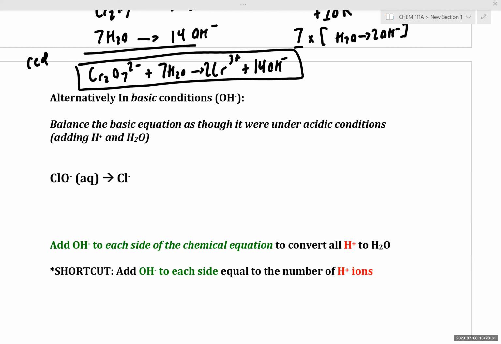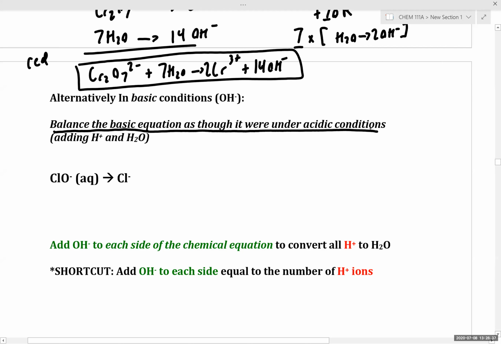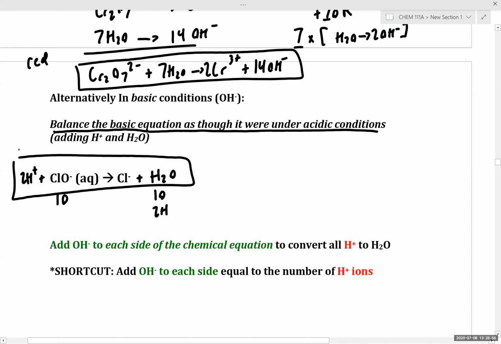If you really like balancing equations under acidic conditions, you can balance the basic equation as though it were under acidic conditions. So for example, looking at the following equation, I have 1 oxygen on the left. I need to add 1 oxygen to the right. So I add my water. Now I have 1 oxygen and 2 hydrogens on the right. So now I add my 2H+, and now I have a balanced equation under acidic conditions.